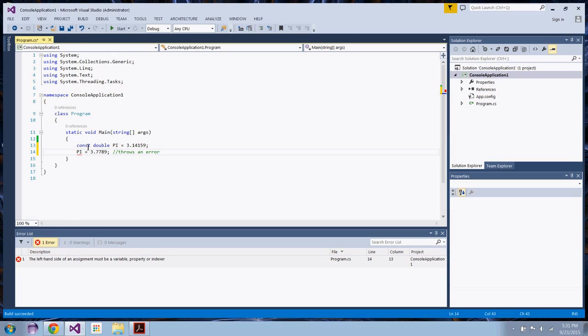So for example, we all know pi doesn't change. So if we make pi a constant in our program and then try to change it, it's going to throw an error.